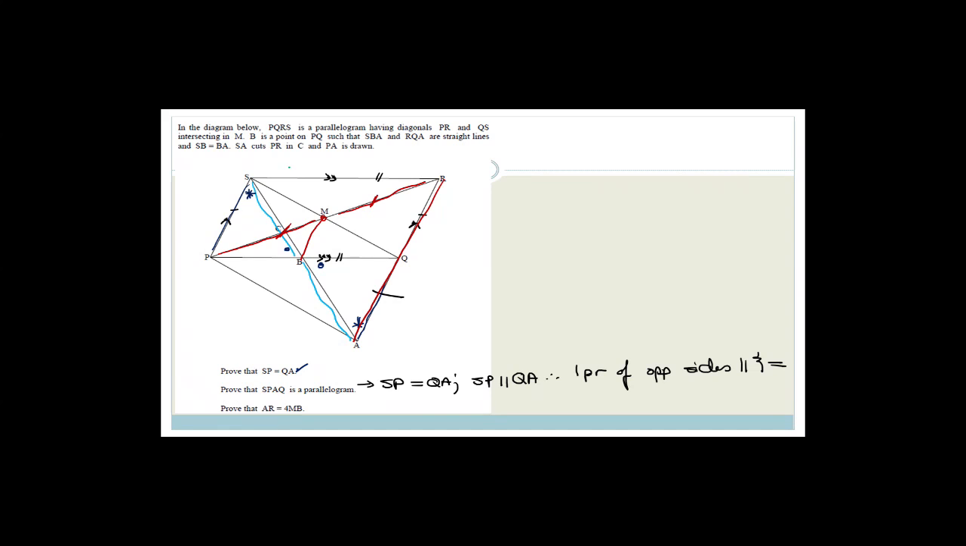So now we're working in this triangle here. Which triangle are we working in? This triangle. Okay, so if we're working in this triangle, we have just said, do you agree, that PM is equal to MR, and that's because M is the bisector of the diagonals. But that means that SM has to equal MQ as well. So we can say in triangle SAQ, MB is parallel to AQ.